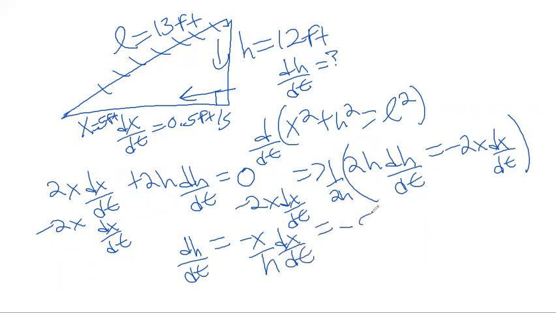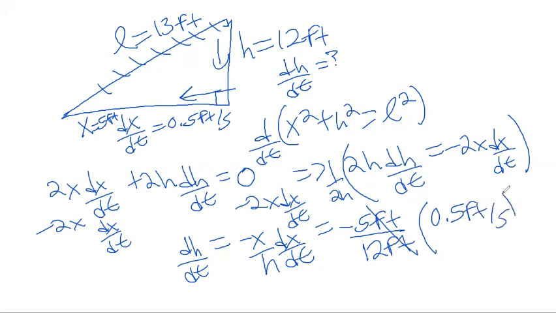Well, x we know is 5 feet. Plug it in, with the negative 1 makes negative 5. h is 12 feet. These units cancel out. dx/dt is a half, or 0.5, feet per second. So it's going to wind up becoming negative 5/24 feet per second.